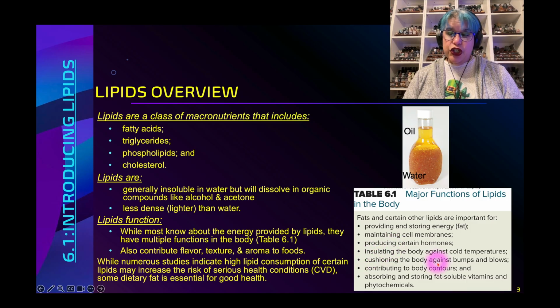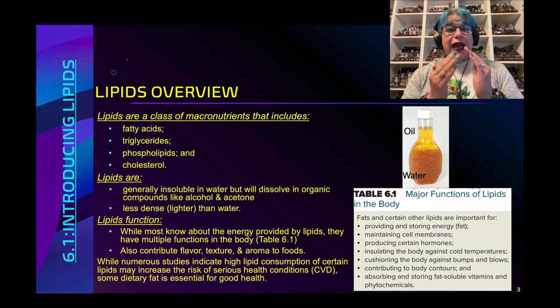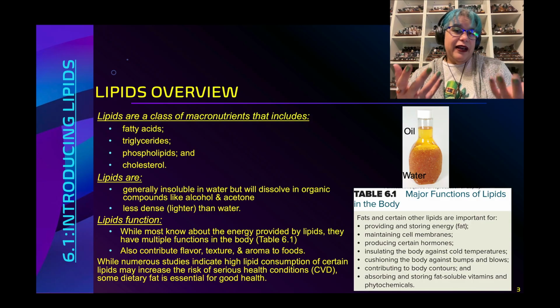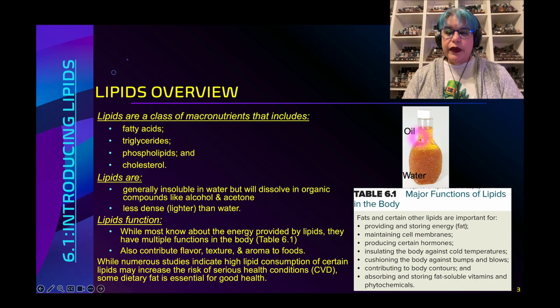Let's see. Cushioning the body against bumps and blows. So our kidneys sit halfway below our rib cage. And because of this, we don't have a nice bony cage completely surrounding them. With that in mind, we actually have a fat pad that surrounds the kidney. And that is there basically to prevent us from physically damaging the kidney if we bump our back into something. Instead, the majority of the blow would go toward the fat, kind of like having a pillow on top of it where the pillow takes the majority of it instead of the organ.